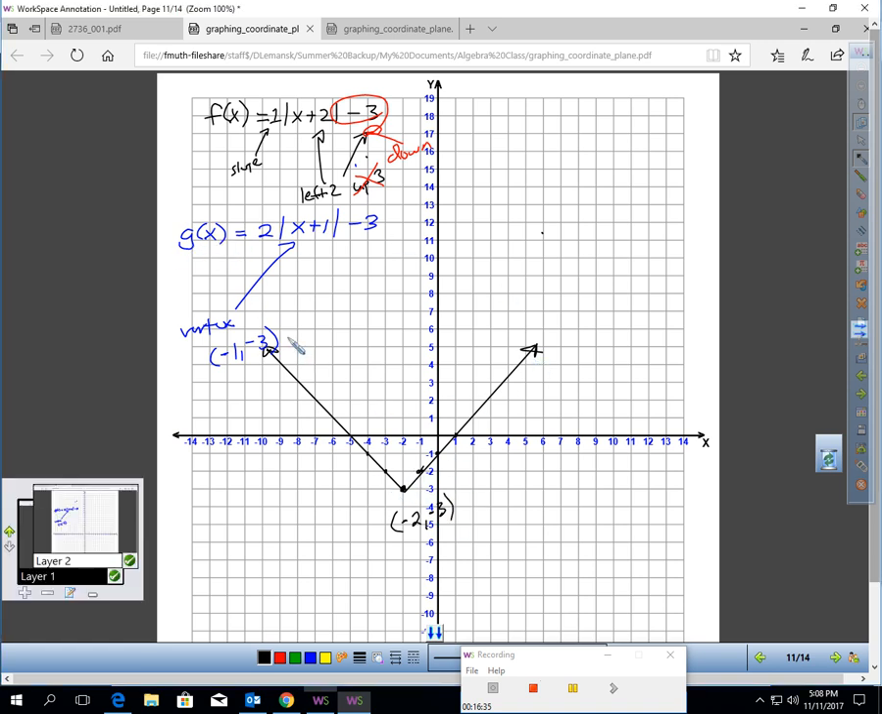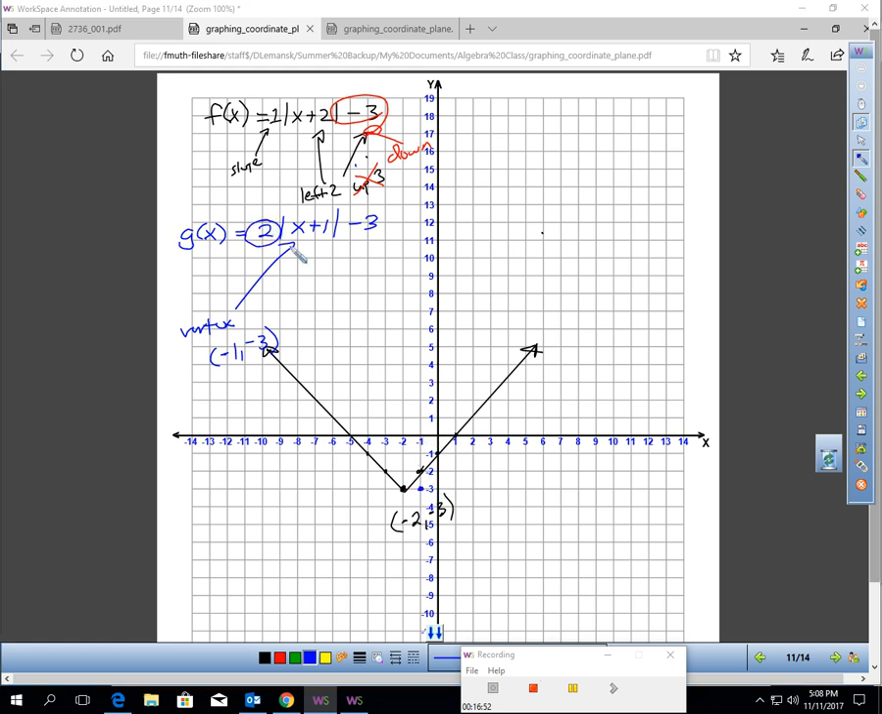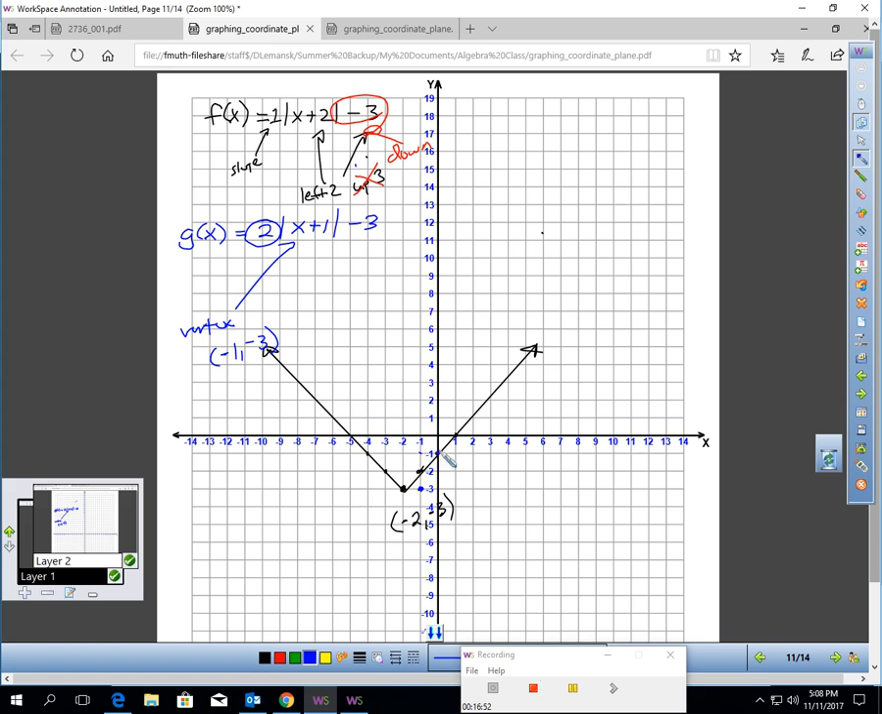Now, g of x, I'm left 1, down 3. So let's start sketching that. Left 1, down 3. And this one has a slope of 2, so I should be going up 2 over 1, up 2 over 1, and do the same thing in the other direction. And now all I have to do is just quickly take out my ruler and graph it. Okay, and there it is.